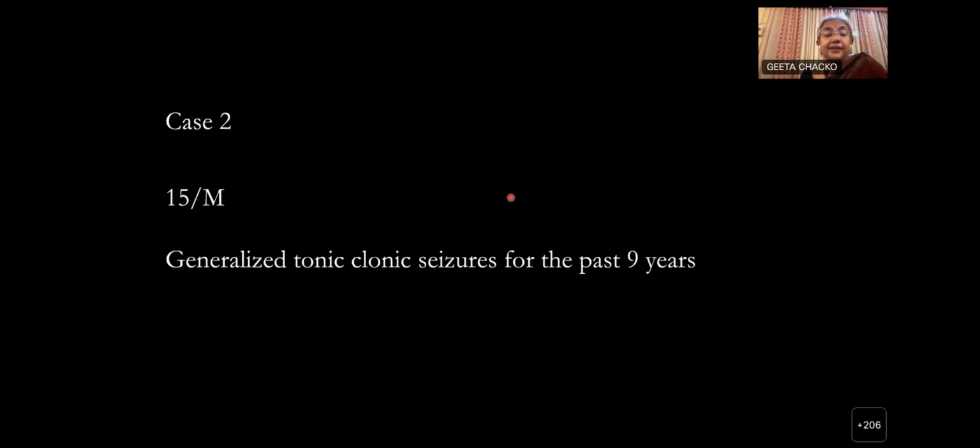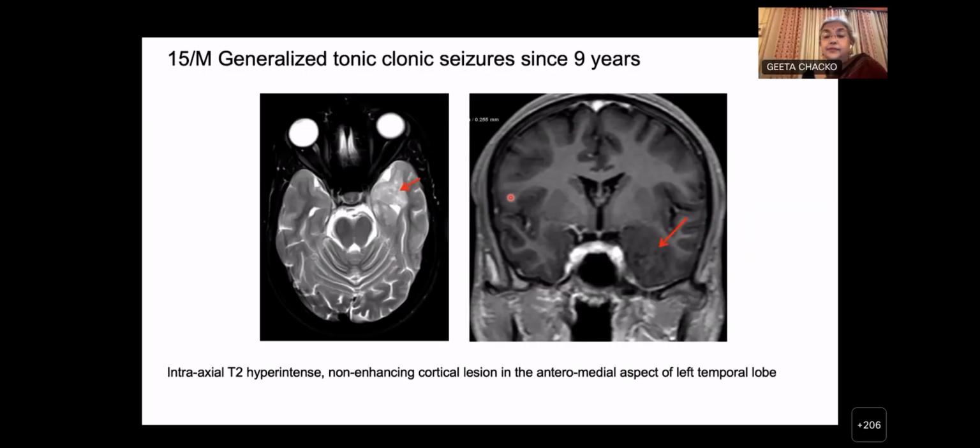15 years male patient with generalized tonic-clonic seizure for the past 9 years. So basically, we are seeing two images. The one on the left side is an axial T2 weighted image, and we can see the pathology which is marked with a red arrow. The one on the right side is a post-contrast T1 weighted image. How do we identify? Again, I told, in T1, gray is gray and white is white.